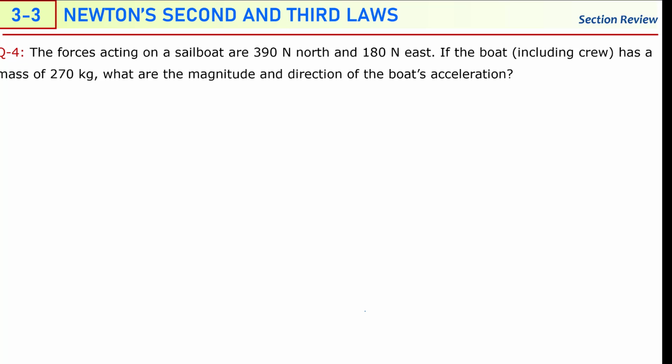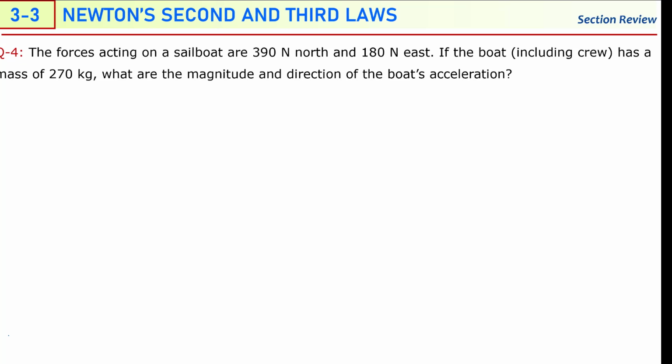And question number 4: the forces acting on a sailboat are 390 newtons north and 180 newtons east. If the boat, including the crew, has a mass of 270 kg, what are the magnitude and direction of the boat's acceleration? Let's first record the given of the problem. So what is given in the problem? Given is the mass of the boat, 270 kg.